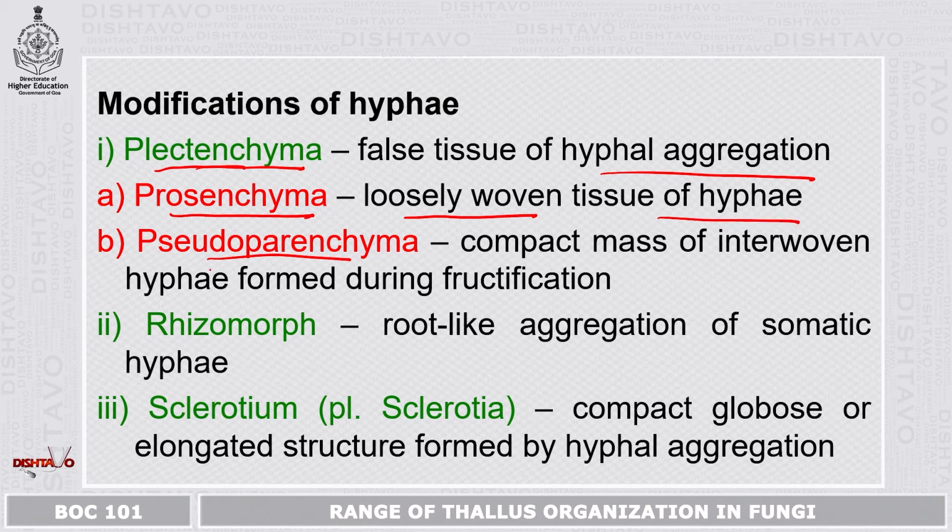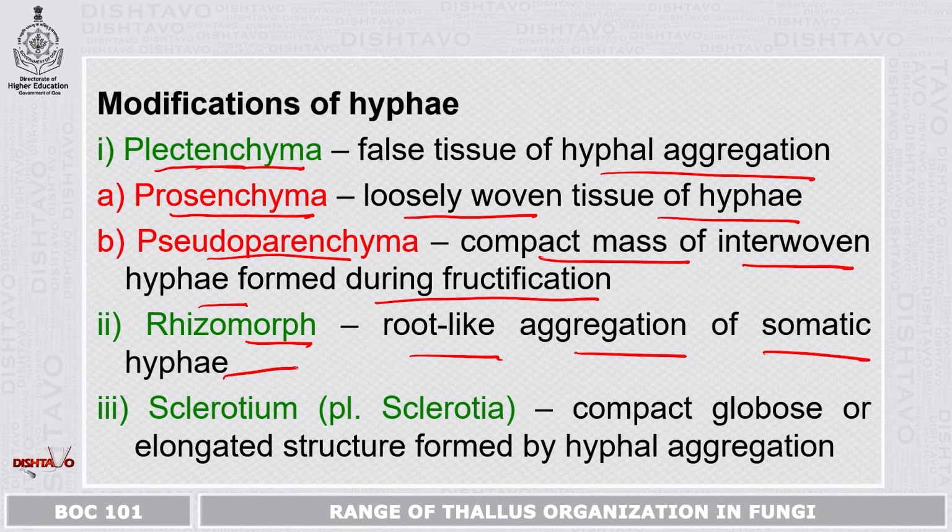The pseudoparenchyma is the compact mass of interwoven or intertwined hyphae formed during fructification, that is while forming the fruiting bodies. Then the second type of modification of mycelium or the hyphae is rhizomorph. These are root-like aggregations of somatic hyphae, somatic hyphae meaning vegetative hyphae. Then the third type is sclerotium. Sclerotia is the plural form of sclerotium, and it is basically a compact globose or elongated structure formed by hyphal aggregation.